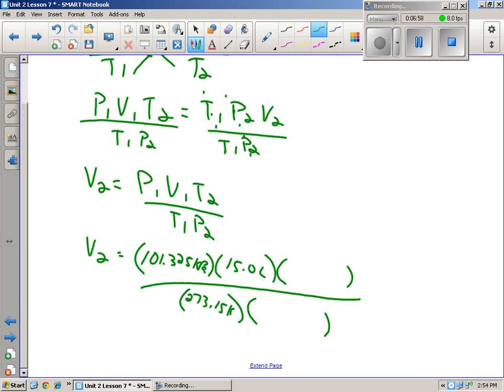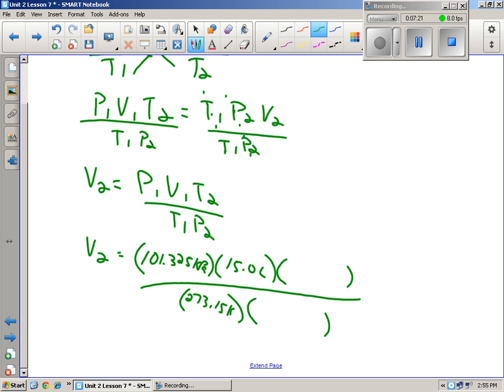Then the question goes on to say, has a temperature now after 10 minutes. 10 minutes goes where in this question? 10 minutes goes nowhere, yes? I don't care about the time. There's no time variable up here. It's pressure, volume, and temperature. So 10 minutes goes by.